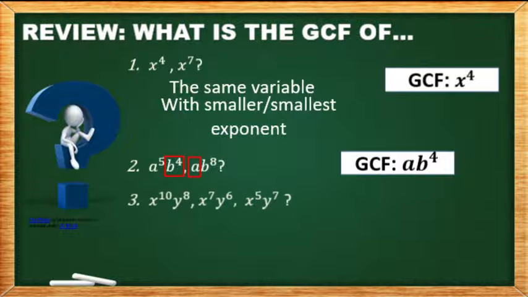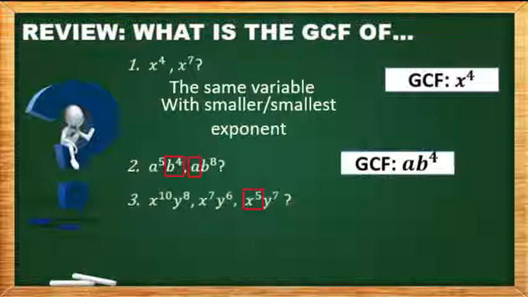Another example, we have three expressions or three terms. Meron tayong x raised to 10, y raised to 8, x raised to 7, y raised to 6, x raised to 5, y raised to 7. Parehas silang may x and y. So, we can find the GCF with x, y variables. So, hanapin na lang natin yung smaller or the smallest exponent of the variable. So, kay x, merong exponent na 10, 7, and 5. Which is smallest? 5. So, y, 8, 6, 7 na exponent.